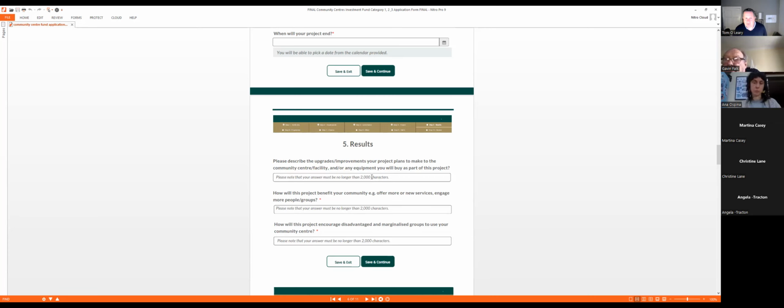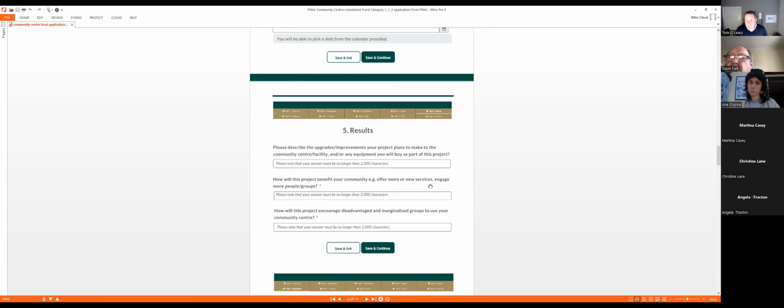Another is replacing the roof or part of the roof, and the others are doing energy upgrades in terms of installation works. So again, you don't have to explain those because it's very straightforward. How will the project benefit your community? Offer more new services, engage more people groups. This is another important question.